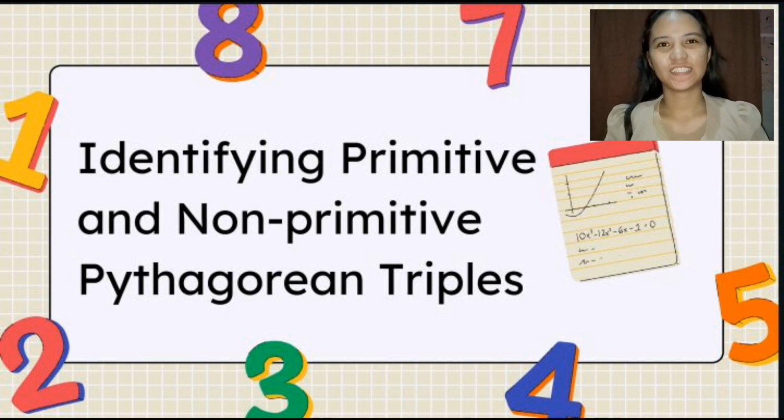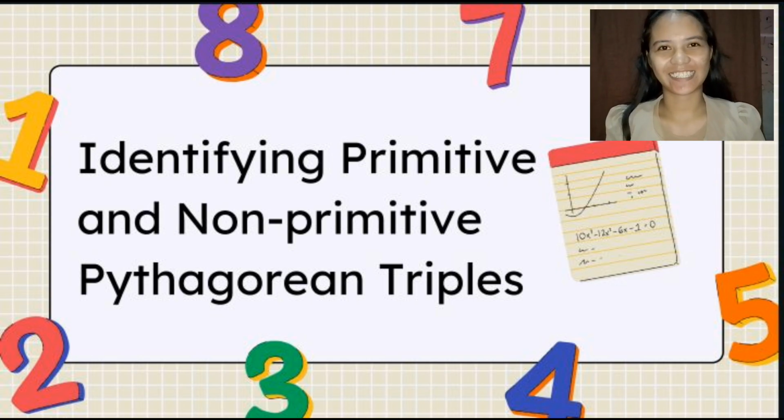Hi everyone! So for today, we're going to learn about special numbers called Pythagorean triples. Those are three sides that fit perfectly into a right triangle, and we will also be able to see how to differentiate and how to know if it's a primitive or non-primitive Pythagorean triple.